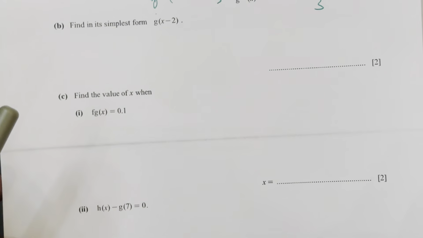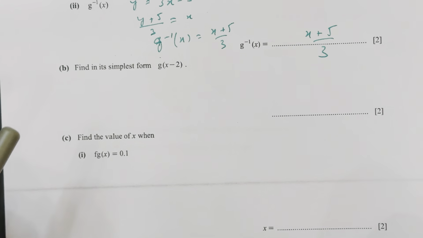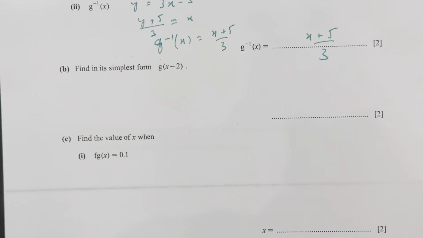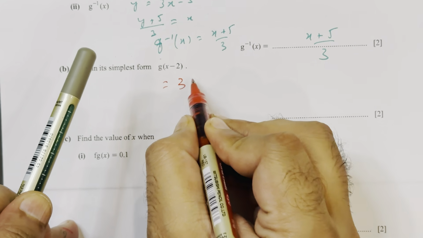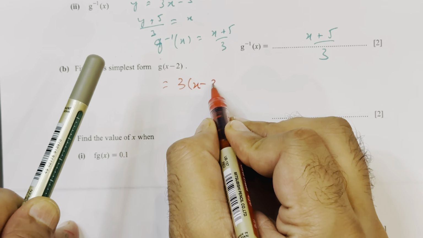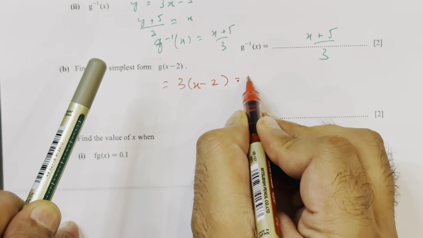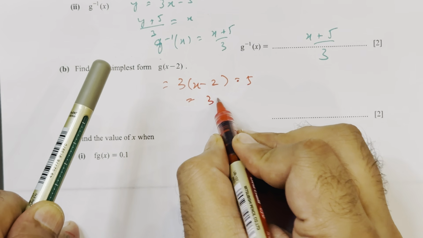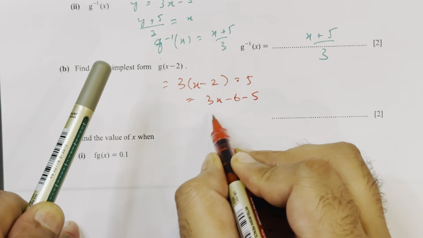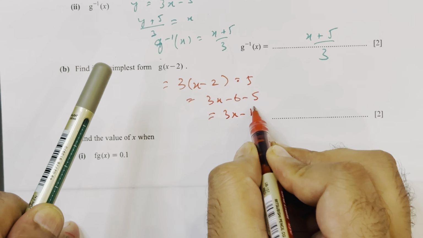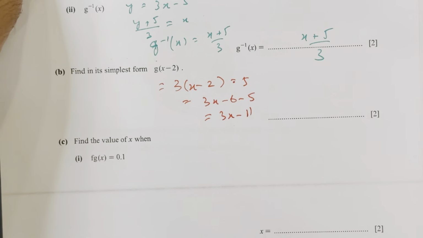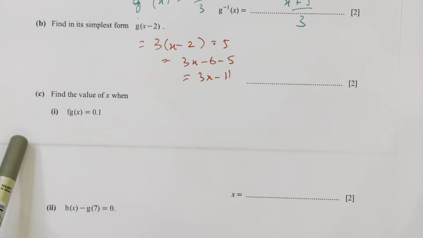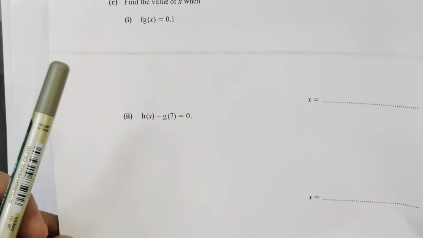Moving to its second part, find in its simplest form g of x minus 2. When you put this value in place of x, 3 times (x minus 2) minus 5, and it would be equal to 3x minus 6 minus 5, which is equal to 3x minus 11. Then find the value of x when f of g of x is equal to 0.1.